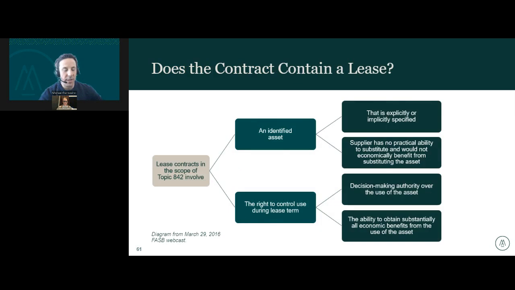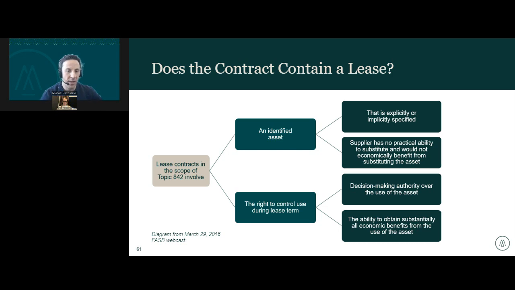Then digging a little bit deeper, going a layer underneath that, an identified asset, right? Either explicitly or implicitly specified in the contract. And then does a supplier, or the lessor, have a practical ability to substitute the asset? And would it economically benefit from substituting the asset? So in other words, if a supplier could switch out the asset that's in use or mentioned in the contract, that negates there being an identified asset. So you have to assess supplier substitution rights.